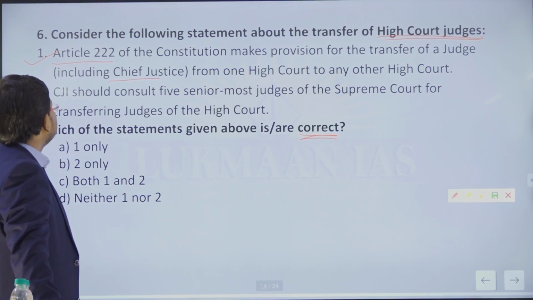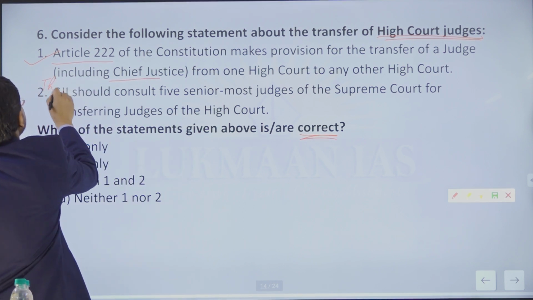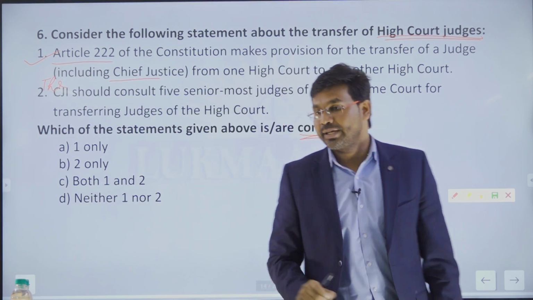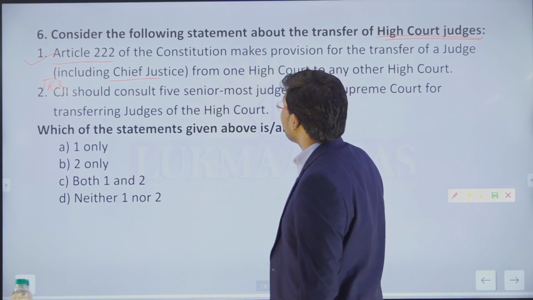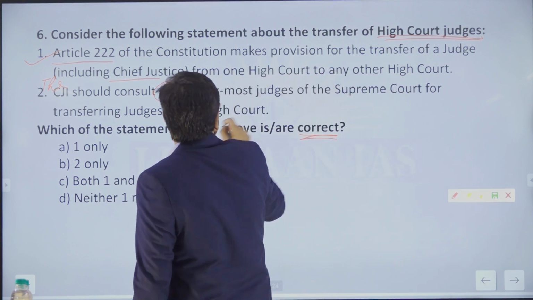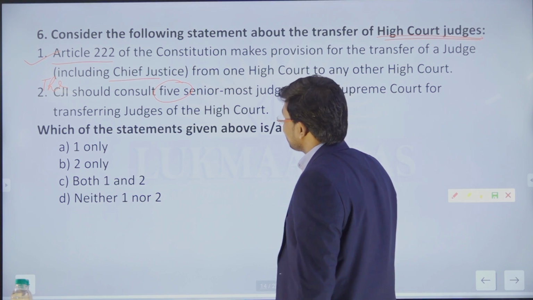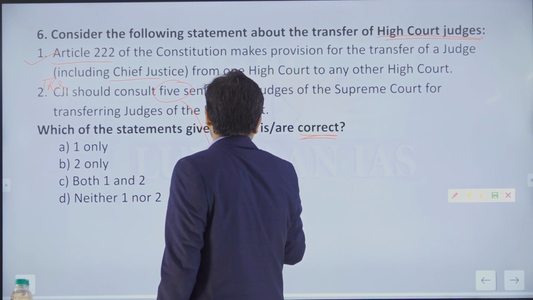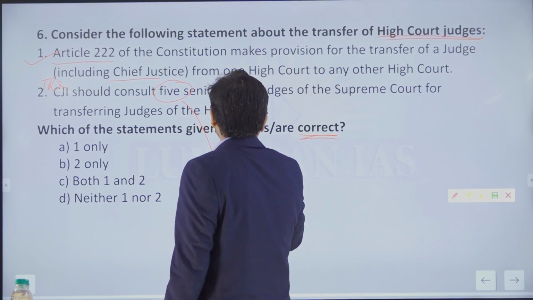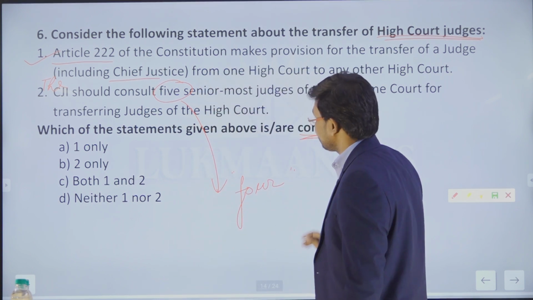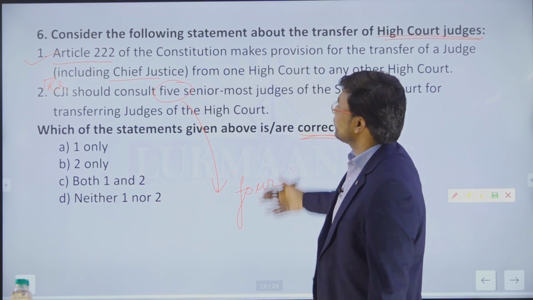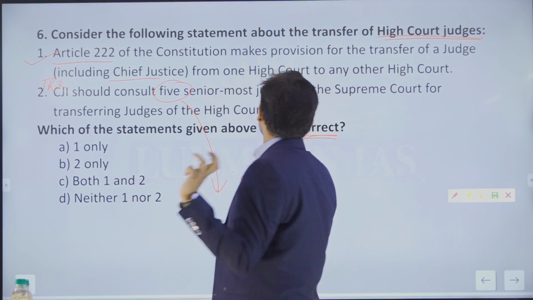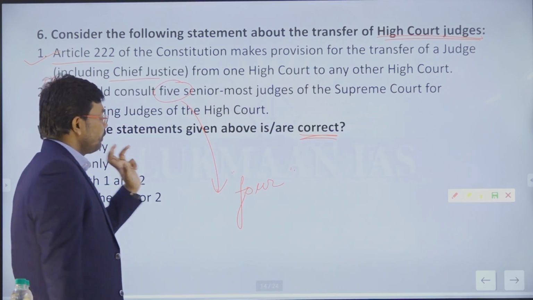Second, they should have mentioned the CJI, because at a point of time we have only one Chief Justice of India. The CJI should consult 5 senior most judges of the Supreme Court for transferring judges of the High Court. Okay, they should not consult 5. The Chief Justice of India should consult 4 other senior most judges of the Supreme Court for transferring judges of the High Court. So he should consult with 4 other judges.